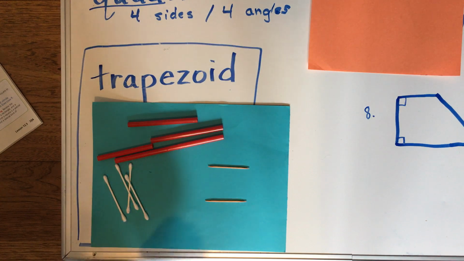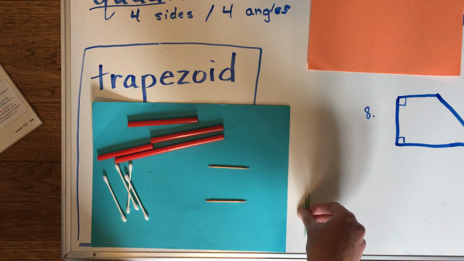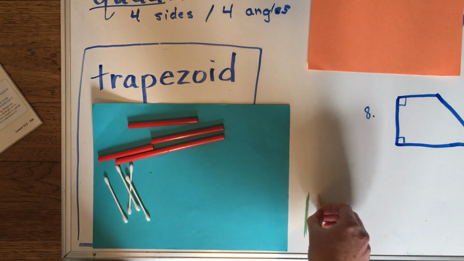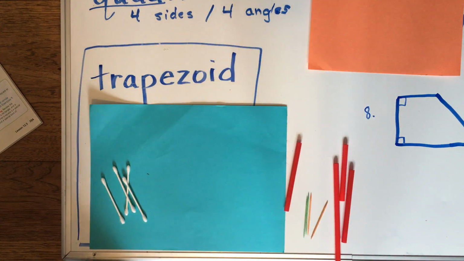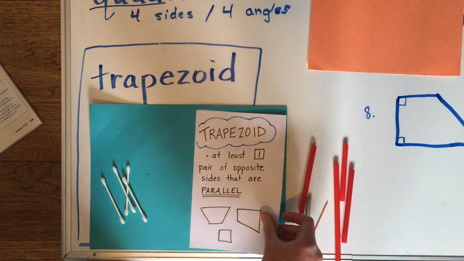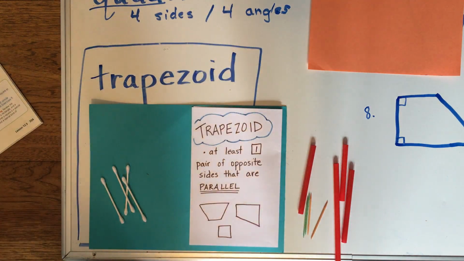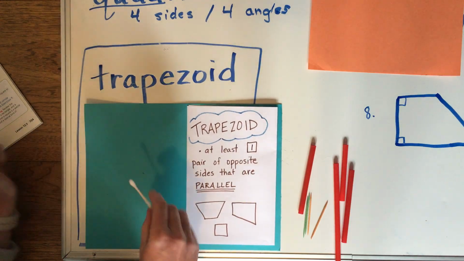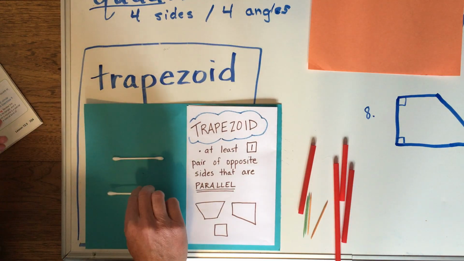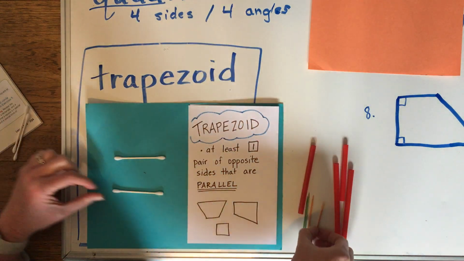All right. The first thing I want you to do is see, using any of your materials, could you create a trapezoid? Now, what is a trapezoid? A trapezoid has at least one pair of opposite sides that are parallel. One pair of opposite sides. So I could create a trapezoid. Those could be my parallel lines.